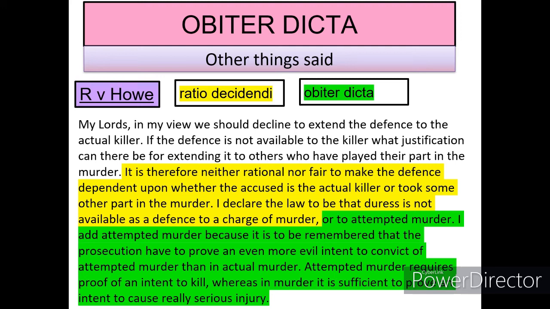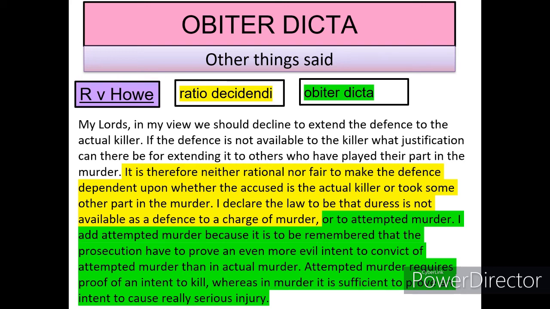So cases that followed R v Howe, that was to do with murder committed under duress, meant that the defendant could not use the defence of duress for murder.